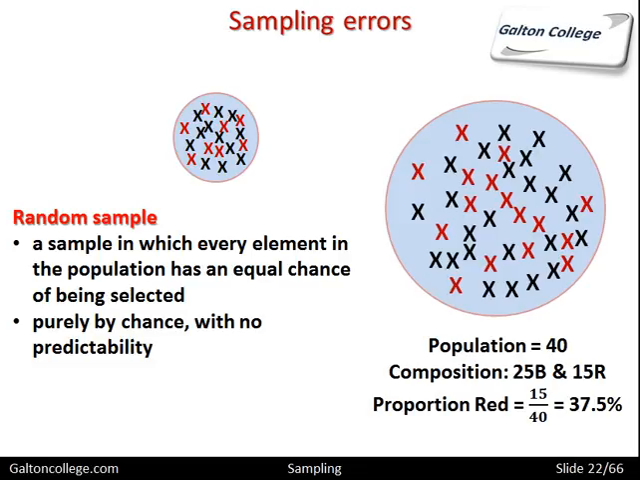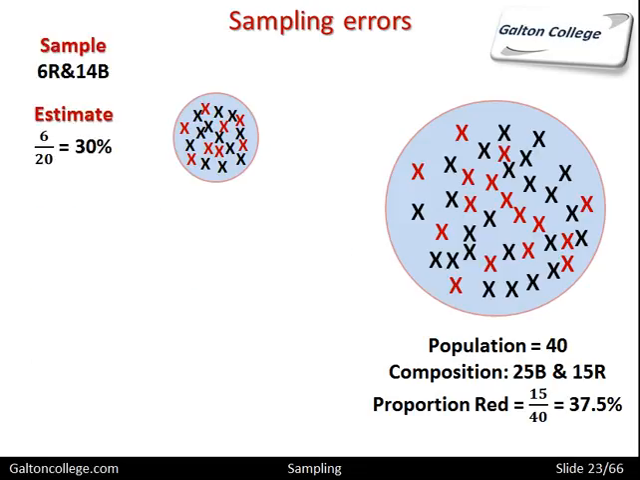Now let's see how it would work. Well, let's say we took out a sample and we picked out 6 red and 14 black. So we've picked out, let's say, 20. 14 black, 6 red. So 6 red over 20, it's 30% of them are red.